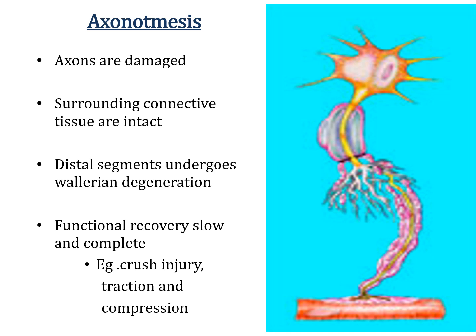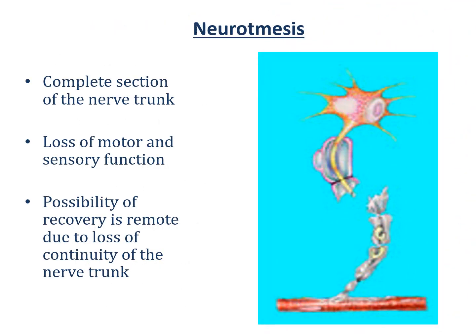They undergo Wallerian degeneration because there is no communication with the cell body. The connection between the cell body and the axon is completely cut, and therefore the distal portion is going to undergo changes called degeneration. Functional recovery is slow but complete. Crush injury, traction and compression are some of the examples.